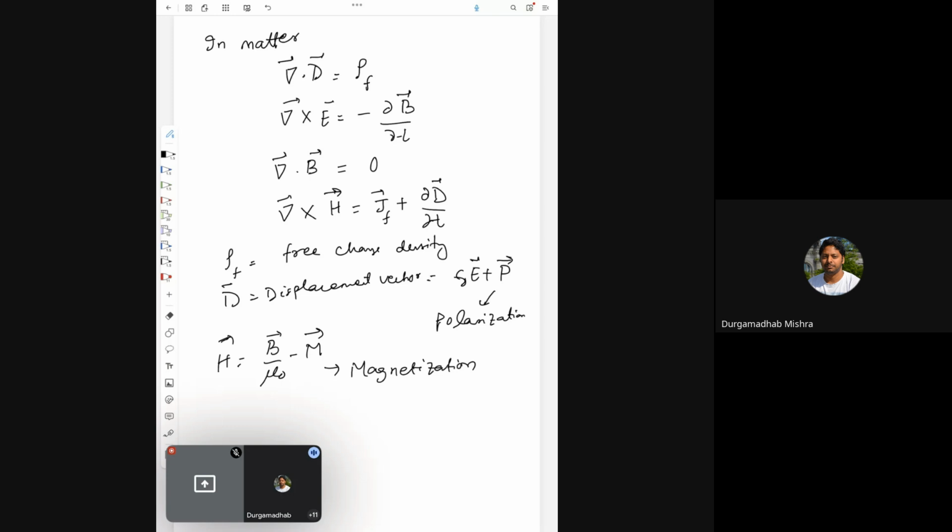Because when we talk about matter, you can have a polarization or a magnetization in matter. That's why these two terms have been introduced. However, those four equations will still be there. If you can write these equations and understand these four equations well, then you understand what electromagnetism is.